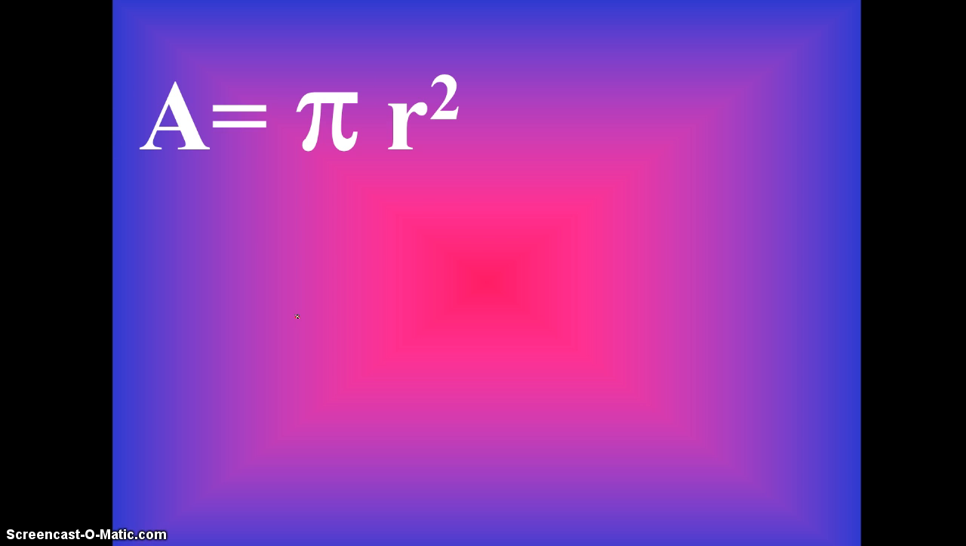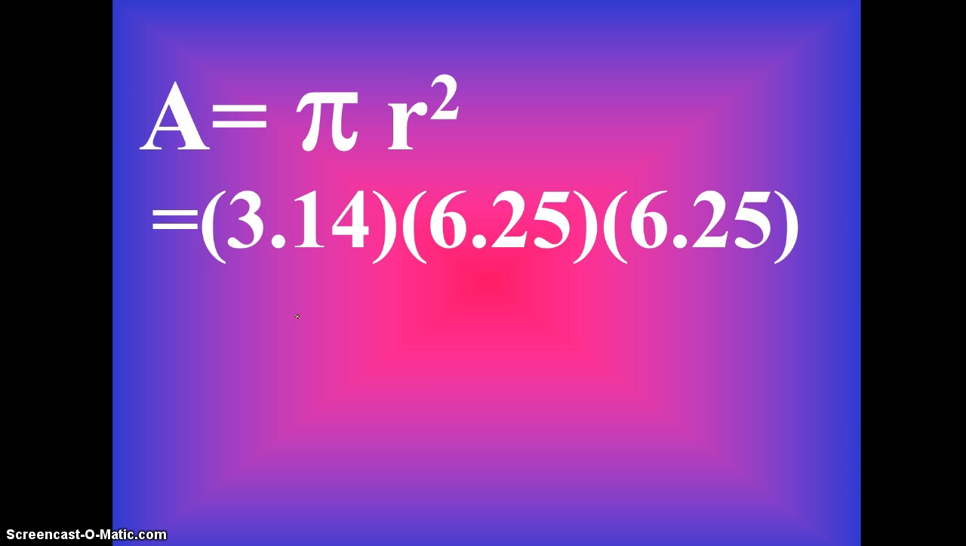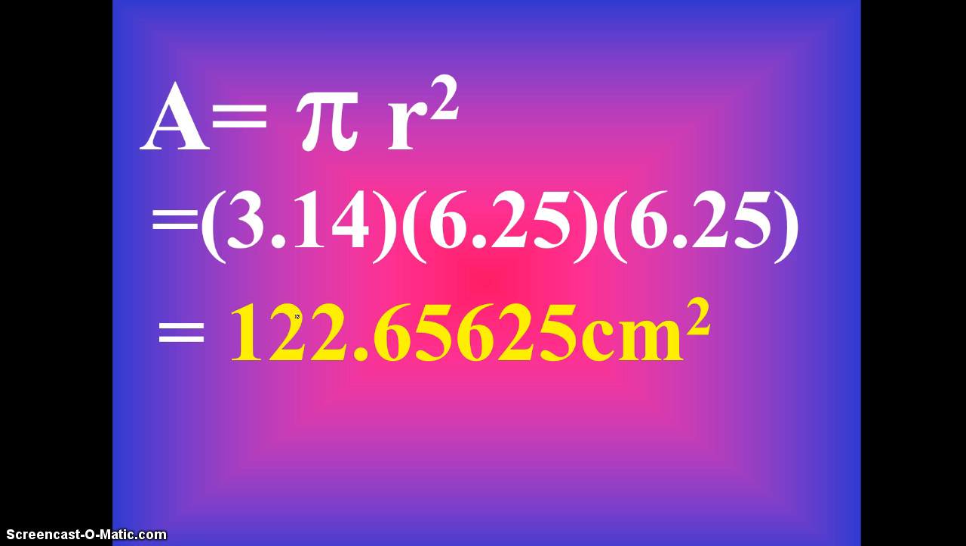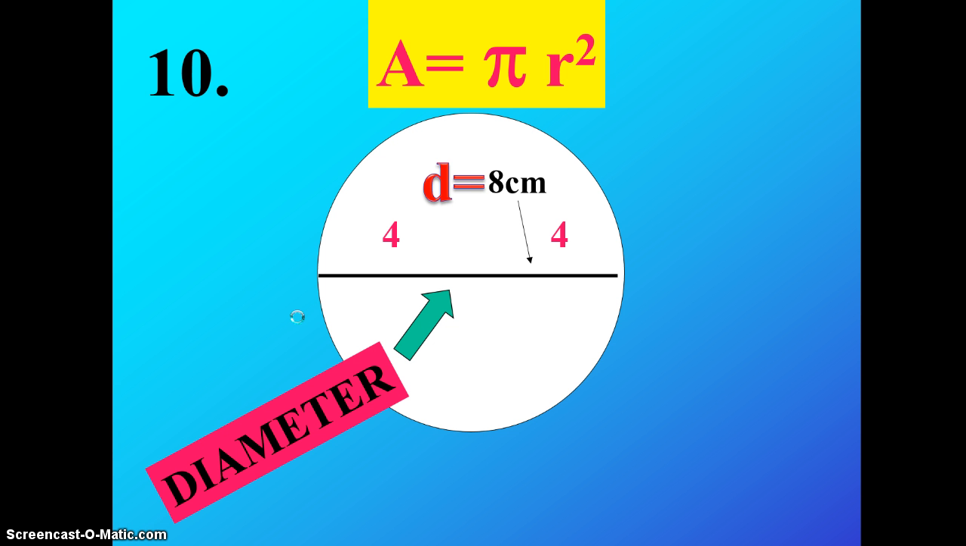And here are just some more examples where they're giving us the value for the radius. Go ahead and do that calculation. Perhaps press pause while you're doing it. And we get an area of 122,65,625 hundred-thousandths centimeters squared. Well, now they're giving you the diameter.